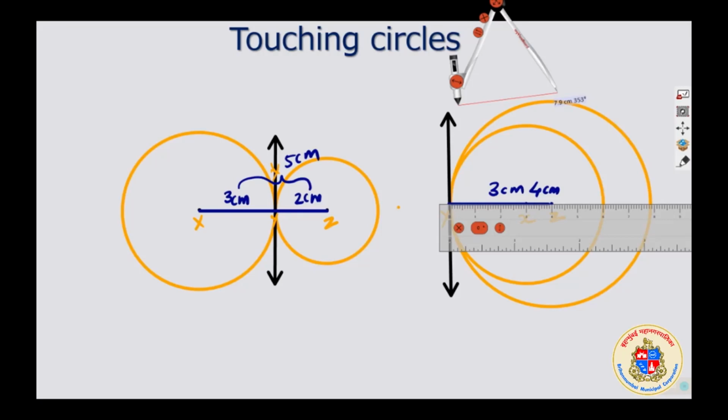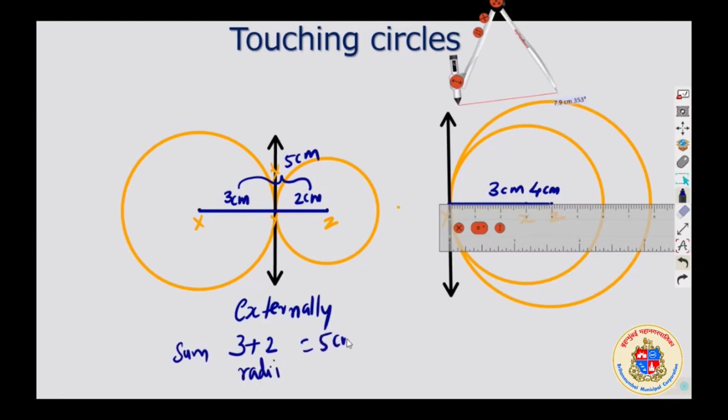In the case of this kind of touching circles, if it is touching externally, this is called circles touching externally, bahar touch hota hai. We can see the line joining the center, if you draw, or if you try to find out the distance between the centers of two circles, it will be the sum of the radius, or radii of both circles, which is equal to 5 centimeter.